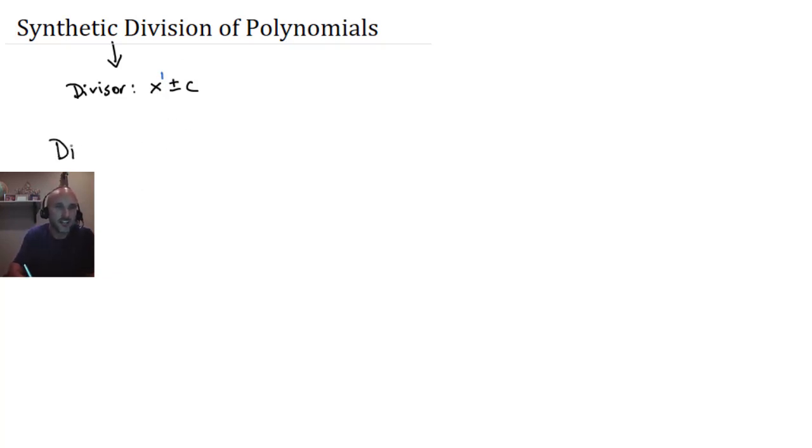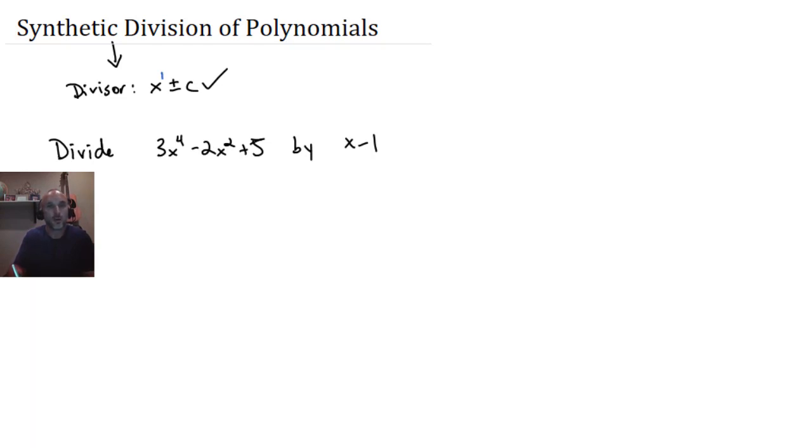Let's divide 3x to the fourth minus 2x squared plus 5 by x minus 1. And we can see that x minus 1 is x minus a constant, so it falls into this category. Now the cool thing with synthetic division is we don't have to write any variables anywhere. We just focus on the coefficients.